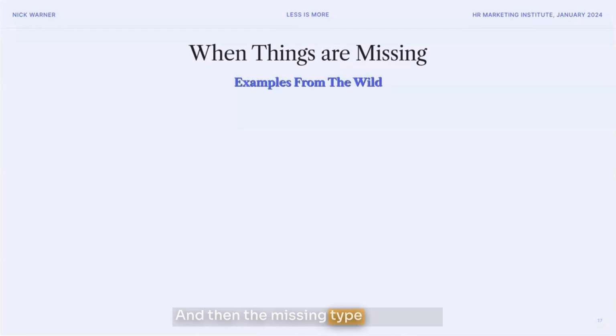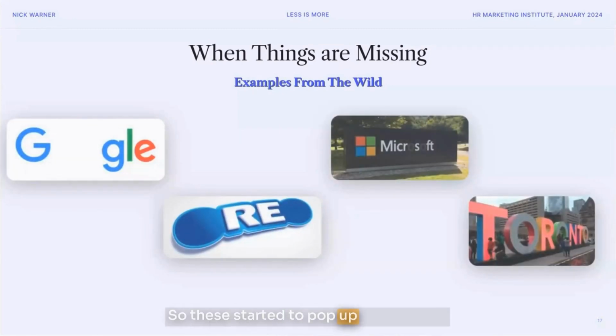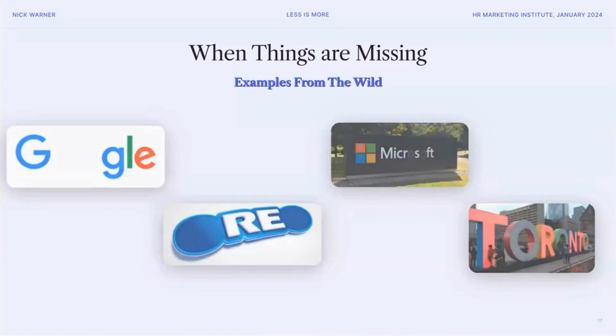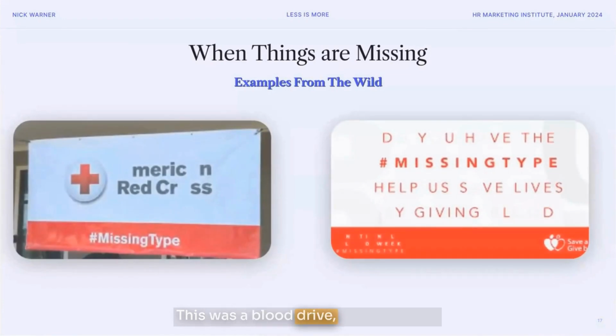And then the Missing Type campaign. So these started to pop up everywhere. This was a blood drive for missing types of blood. And it was one of the most successful blood drives ever. In a month, they more than doubled the prior year's total numbers.